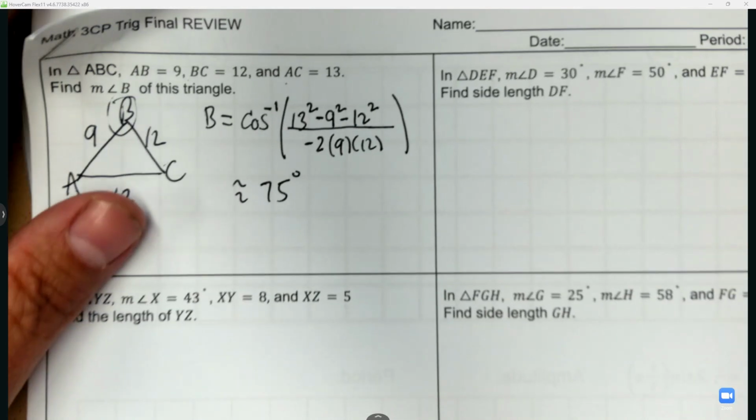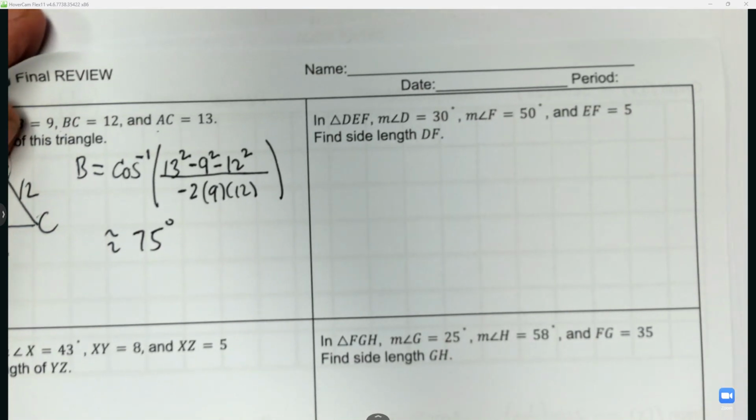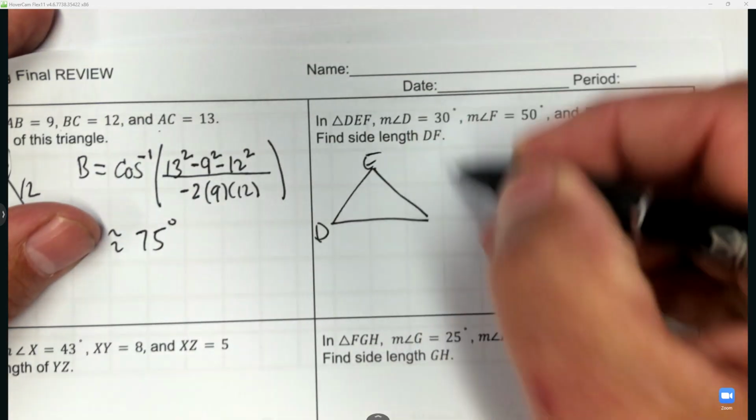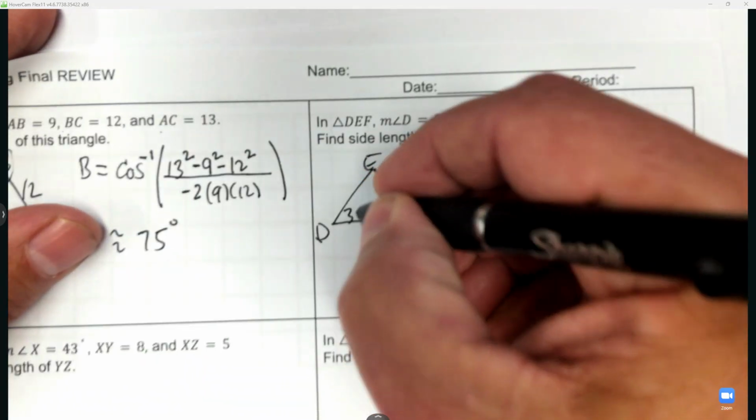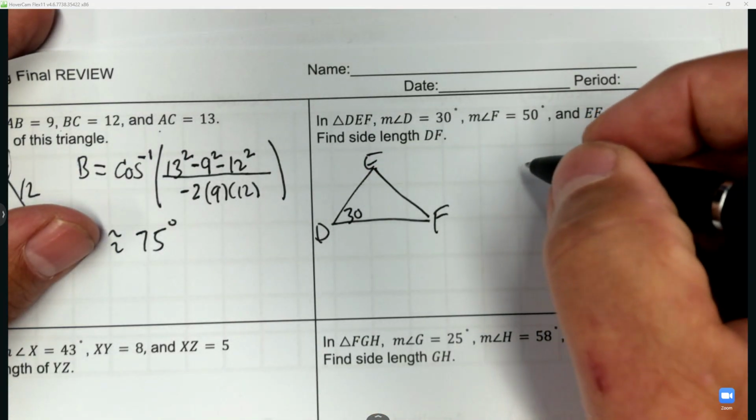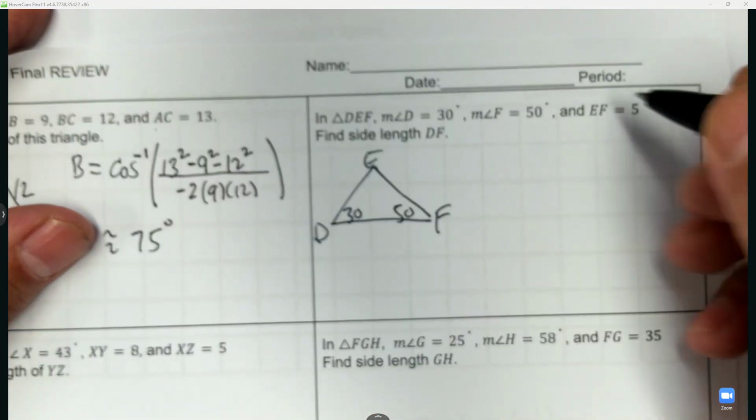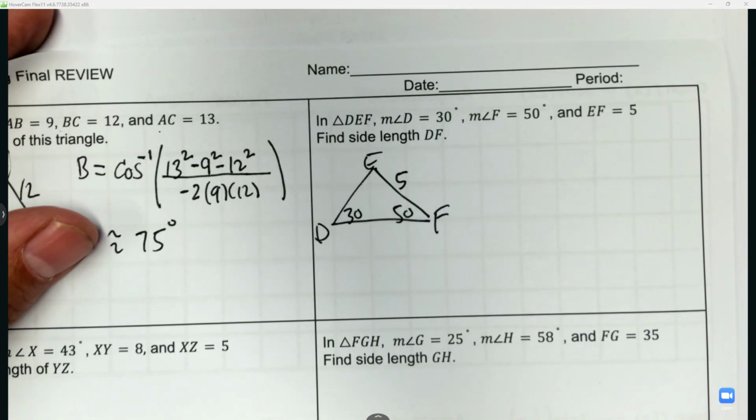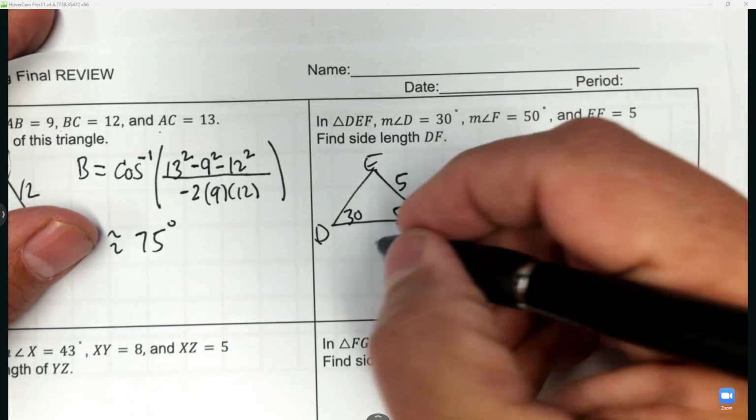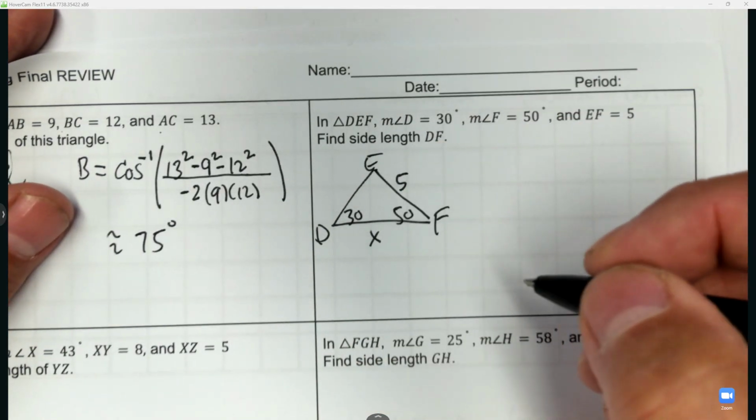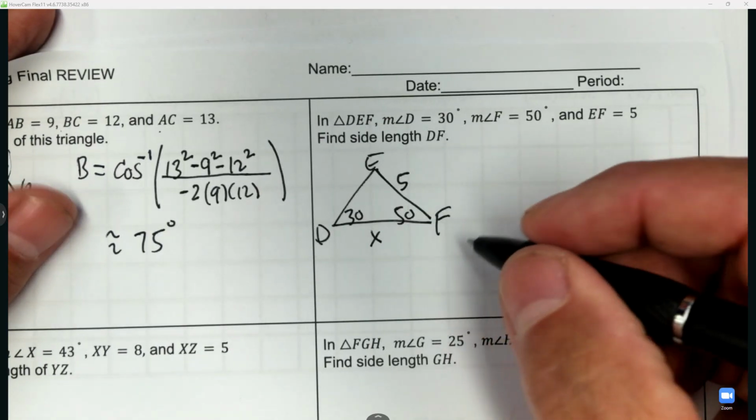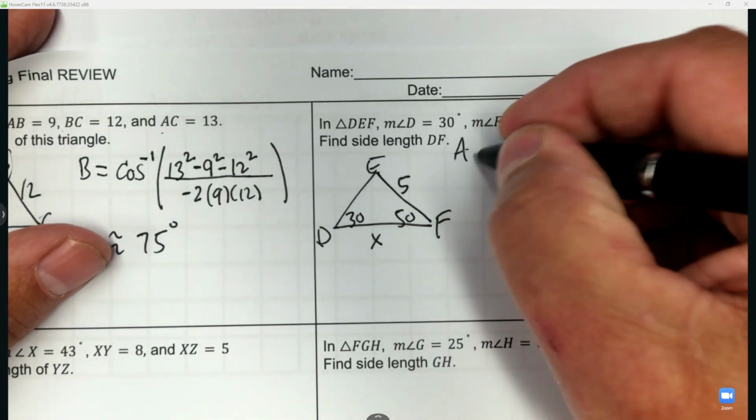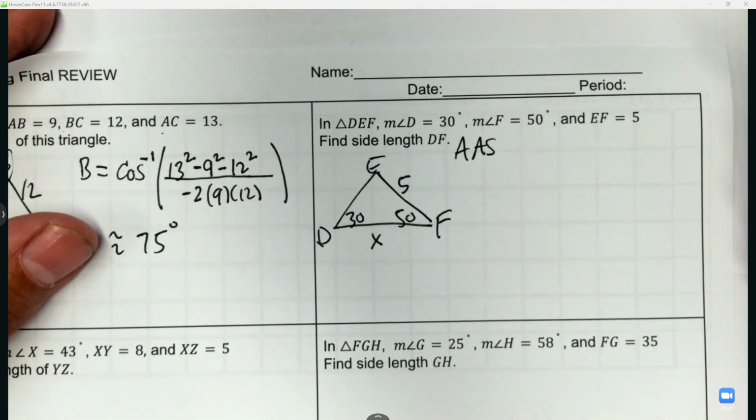All right, next one, triangle DEF. So again, I'm going to draw a triangle and label it DEF. So D is 30, F is 50, and then E to F is 5. It says find the side length of D to F. So I'm going to call that X. That's what I'm looking for. And then I'm going to see what kind of triangle this is. So this is called an angle, angle, side. That tells me what law to use. I'm going to use the law of sines.